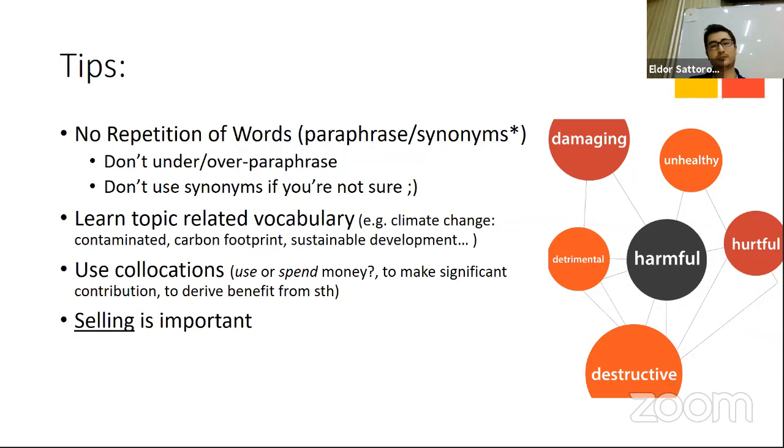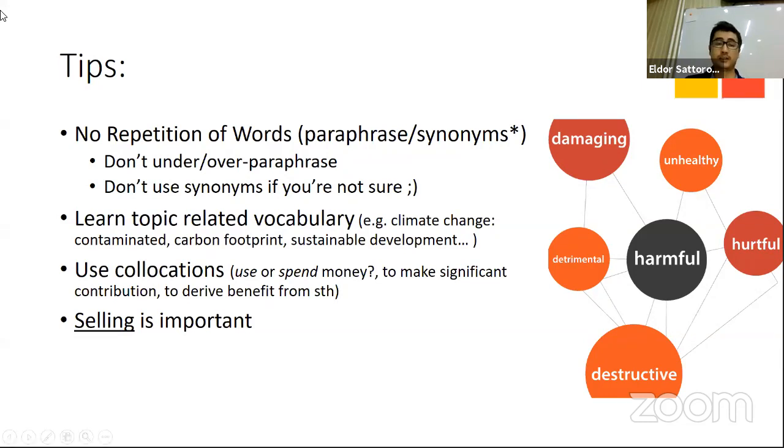So in this case, let's look at climate change. We're looking at the task 2 essay. You need to know words like contaminated, carbon footprint, or sustainable development, and many other such technical terminology. Where do you learn them? You learn them by reading sample essays or reading on the topic. You just Google and look for some articles and go through them, or simply look through climate change vocabulary on Google. They will give you lots of results, and you can learn from them.